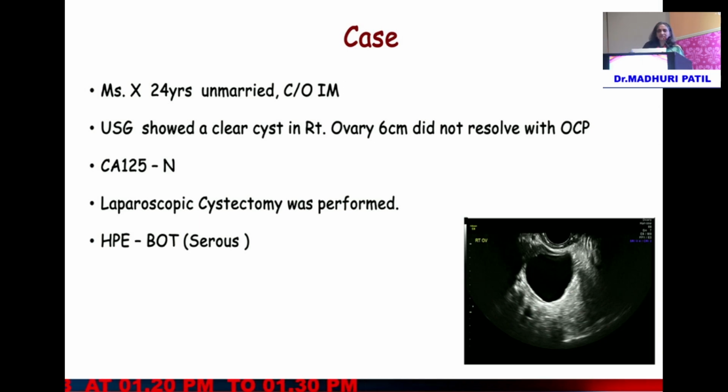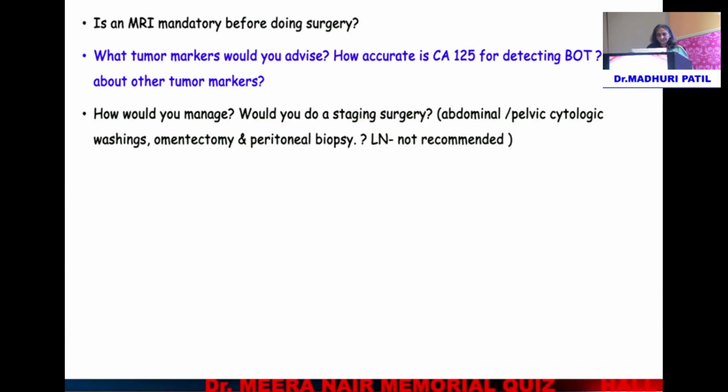So this was a case: she was 24 years, unmarried, and ultrasound showed a clear cyst in the right ovary, 6 centimeters, that did not resolve with oral contraceptive pills. CA125 was normal. A laparoscopic cystectomy was performed, and the histopath showed a borderline ovarian tumor. So is MRI mandatory in all patients who have an ovarian cyst?